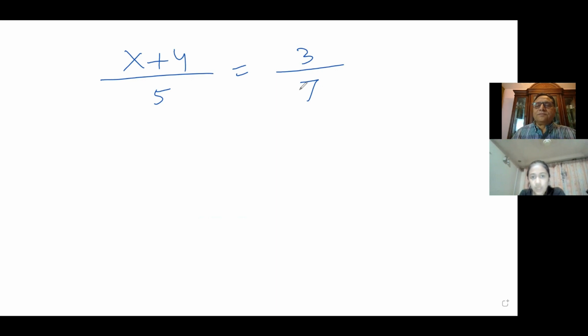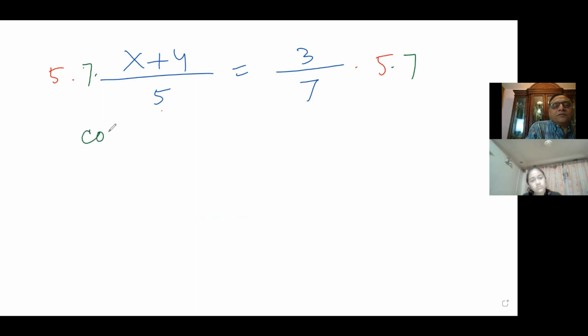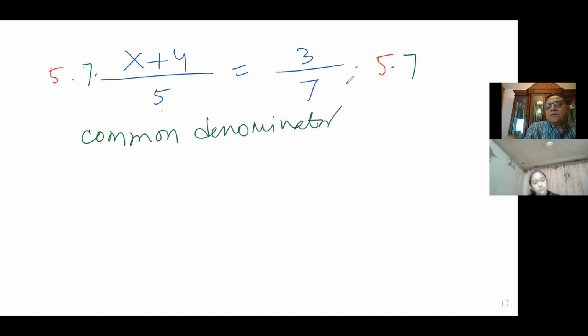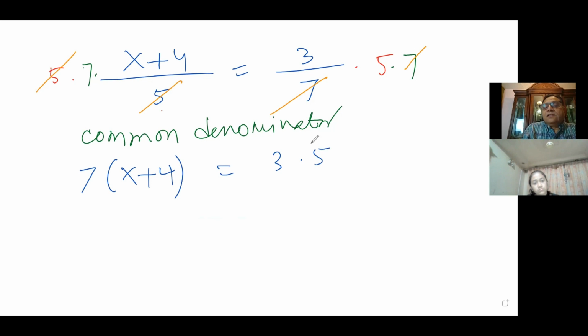Multiply 5 on both the sides. So multiply by 5 from both the sides, you will get rid of this 5. What will you do about 7? We can multiply by 7 also, right? Yes. So we'll multiply by the common denominator. Once you do that, on this side the 5 cancels. On the other side, the 7 cancels. And what do you get? The equation now is 7 times (x plus 4), both should be multiplied by 7, equals 3 times 5. Is that clear to you?